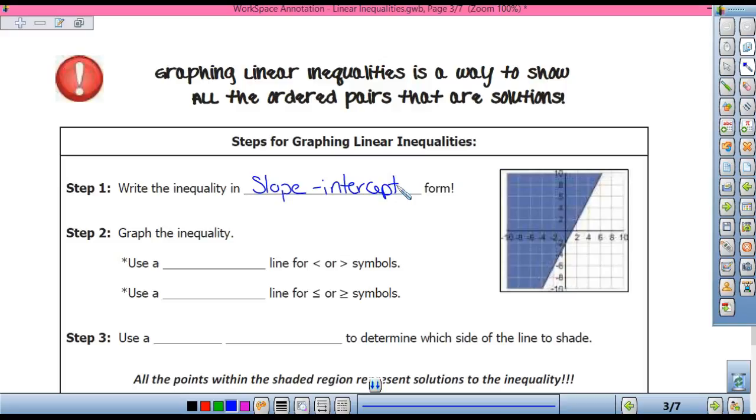Our lines are going to be a little bit different. If it's greater than or less than, we are going to use a dashed line. If it's less than or equal to or greater than or equal to, it is going to be a solid line.